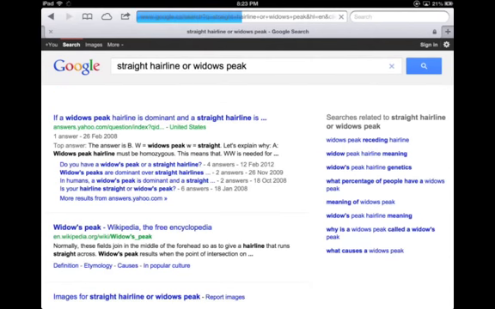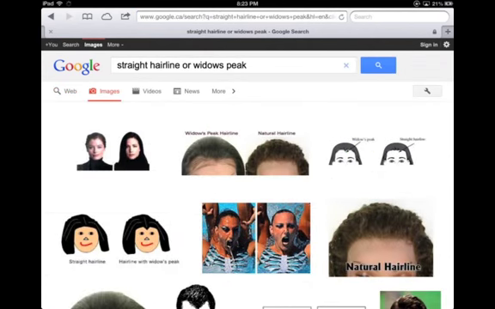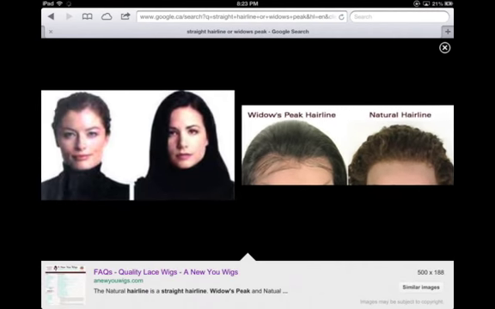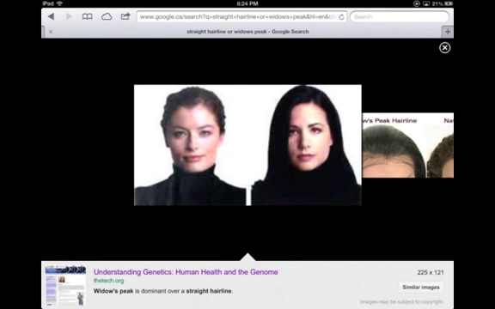So let's go to images here. There we go. Widow's peak versus straight hairline. Okay, widow's peak on the left, straight hairline on the right. Dominant versus recessive. These are just two different versions of the exact same gene. Just like blue eyes and brown eyes are considered to be alternatives of each other, there's a great number.